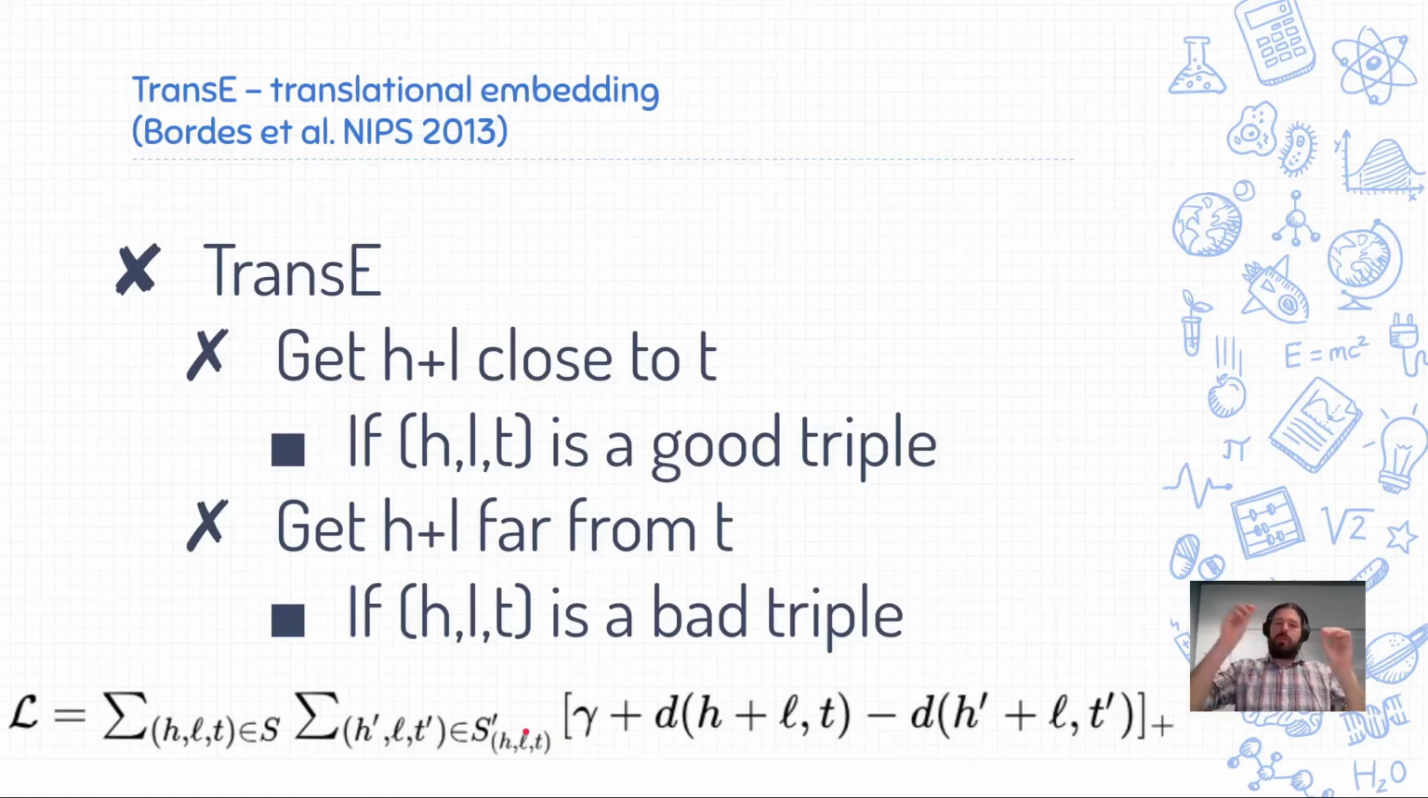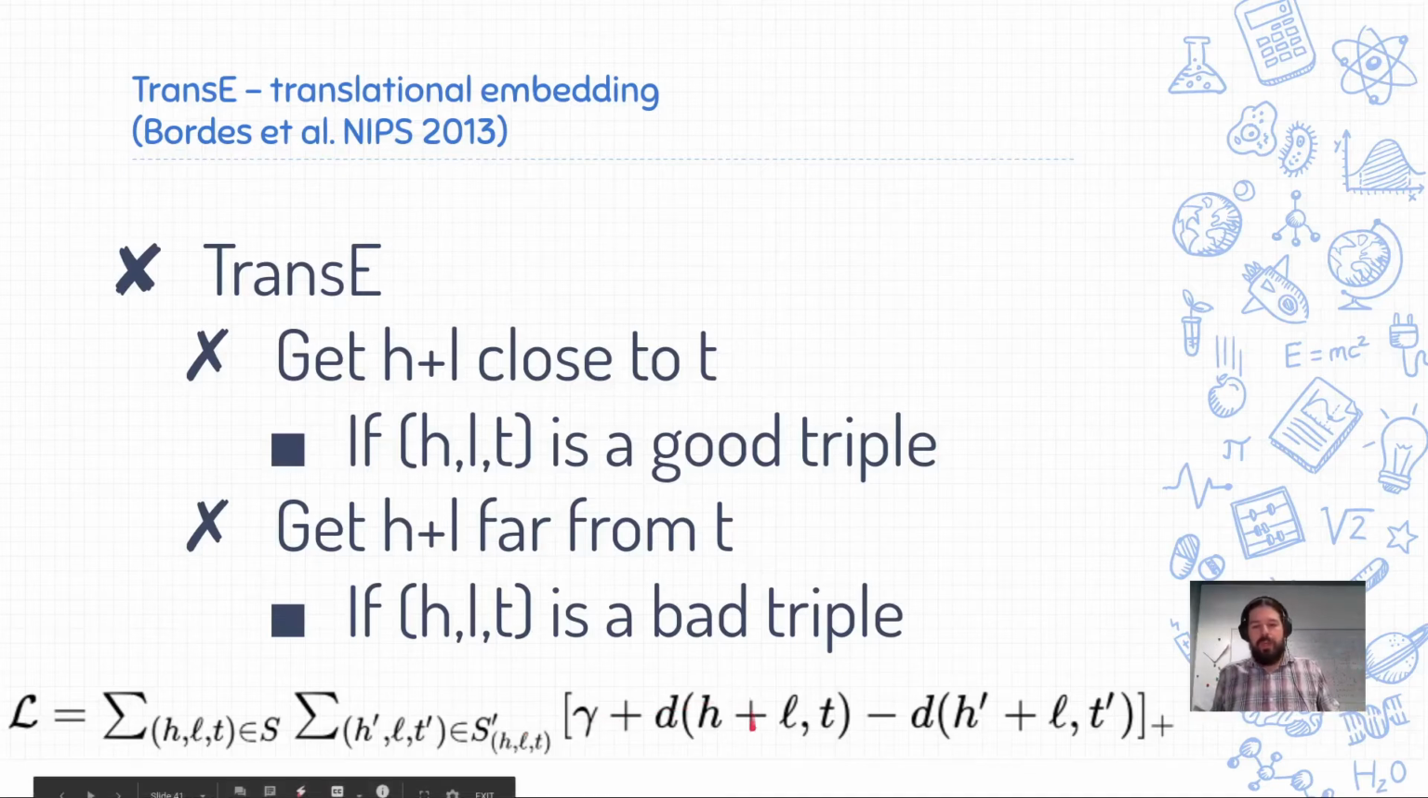A triple is a node, an edge, and another node. We remove either the end of that edge or the beginning, and we replace it randomly by something else. So we basically make a random arrow in the graph. And then we say that we want to minimize the distance if that was a good triple, and we want to maximize it if that is a bad triple. And this also has a margin, so it's a margin-based loss.